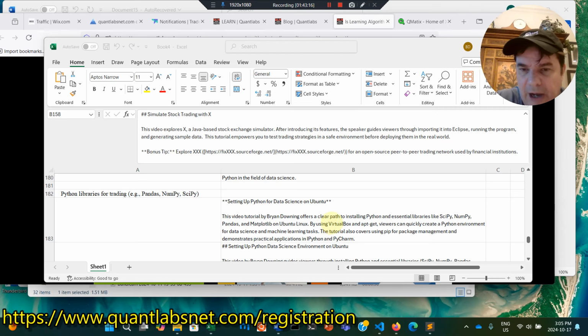Now, again, VirtualBox was the thing before Docker. People use Docker. So you would use back in the day VirtualBox and apt-get. Viewers can quickly create a Python environment for data science and machine learning tasks.